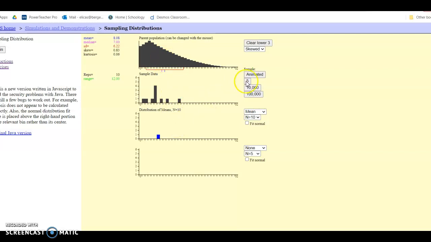So you know what? Let's take another sample. So here we go. Here comes 10 more households. 1, 2, 3, 4, 5, 6, 7, 8, 9, 10. Right? So this mean was a little bit higher. This one actually is a little bit closer to the true population mean.